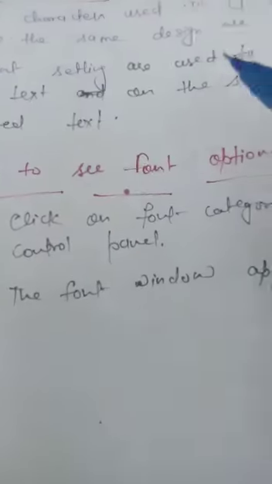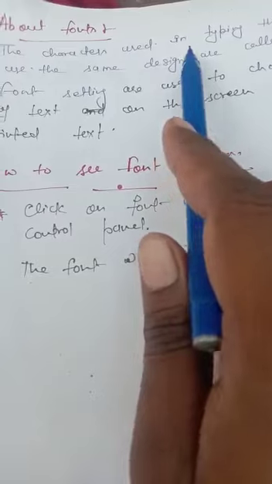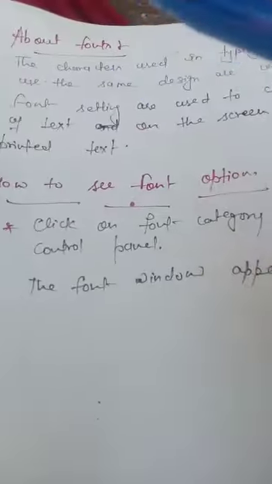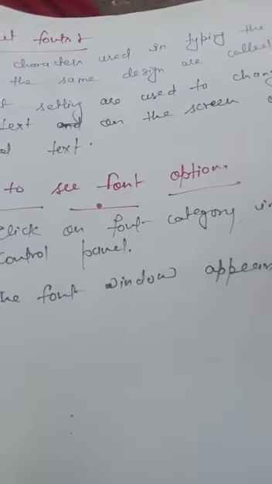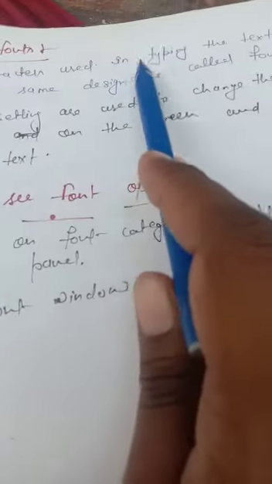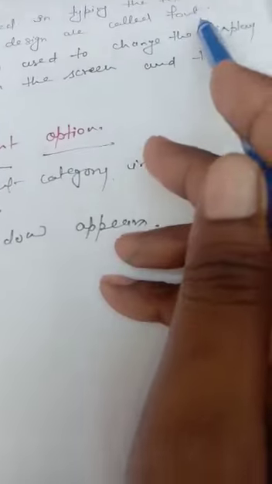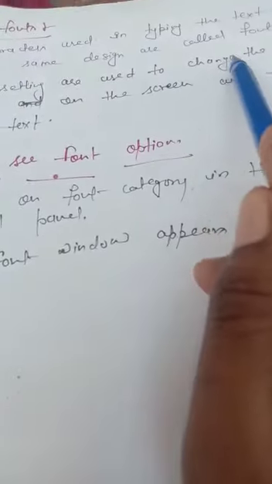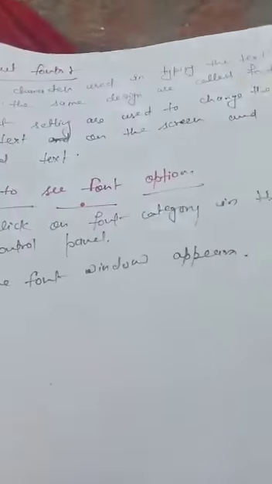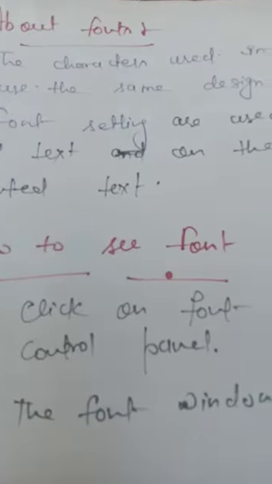Now, our next topic is font. As we all know, the characters which are used in typing the text are known as font. Means the characters जो text हम type करते हैं, जो text होता है, that particular text is known as font. The characters used in typing the text that are the same design are called font. Font settings are used to change the display of the text on the screen and the printed text. This is the option which is used to change the appearance of the text.